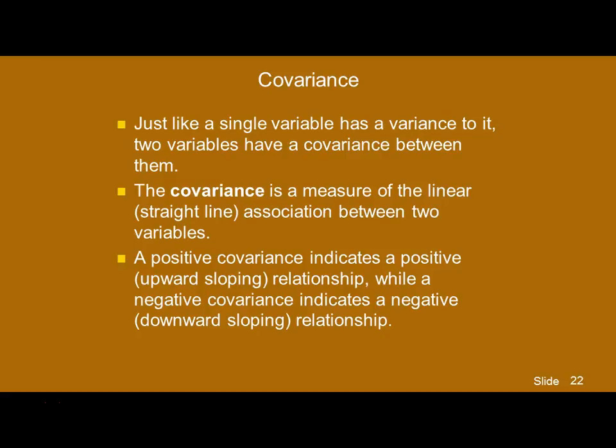As we've seen, a single variable has a variance to it. Well, if we have two variables, they have something called a covariance between them. And the covariance is going to be a measure of linear or straight line association between two variables. An upward sloping relationship will tend to give us a positive covariance, and a downward or negatively sloped relationship will give us a negative covariance.